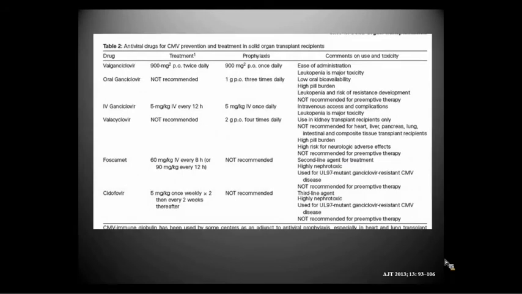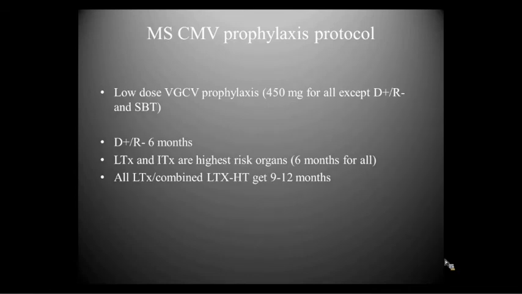And these are the guidelines. I don't think we have to go through this. I will mention that Mount Sinai is a low-dose prophylaxis center. So our full dose of CMV prophylaxis is 450 and not 900. Guidelines all talk about 900. There's some data coming up on low-dose prophylaxis. So except for our D plus R minus patients who are highest risk, everybody's getting 450.